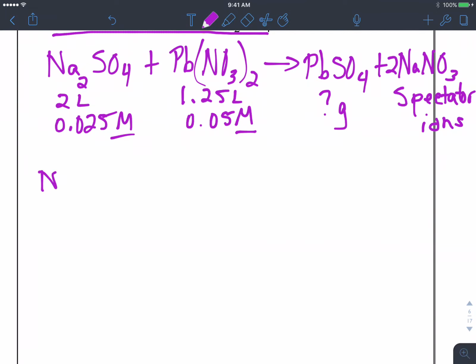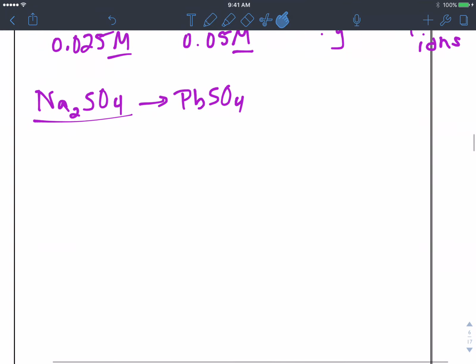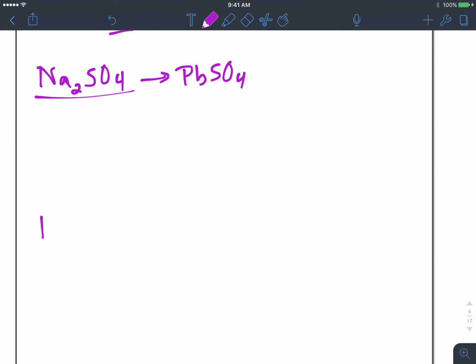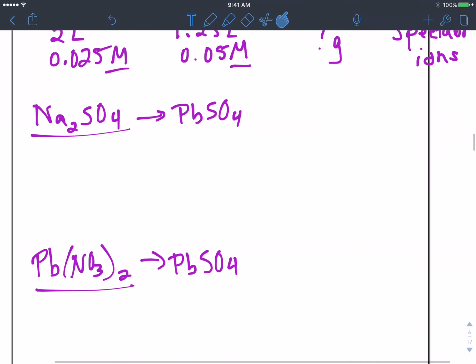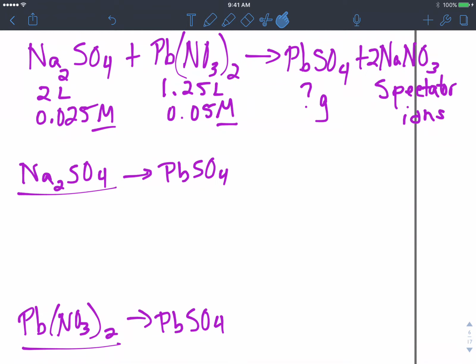So what you're really going to do, here's 2 separate problems. You're going to do a problem with Na2SO4, and you're going to go to the PbSO4 to calculate how much you could get. And then you're going to start with the PbNO32, and you're also going to calculate how much PbSO4 you could get from that. And then whichever one is the least tells you how much PbSO4 you're going to get. The one that produces the most ends up being the non-limiting reagent, and the one that produces the least is the limiting reagent. And I'll go through that again once we're done.